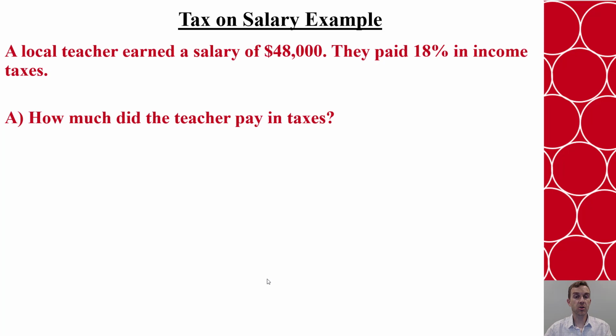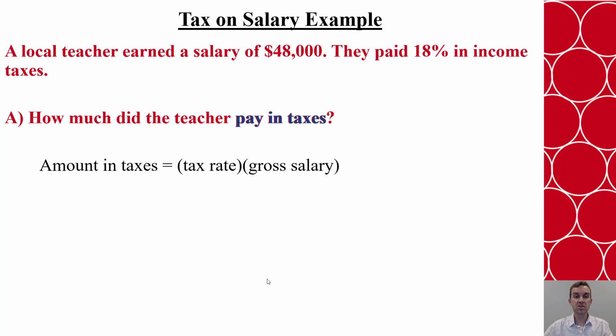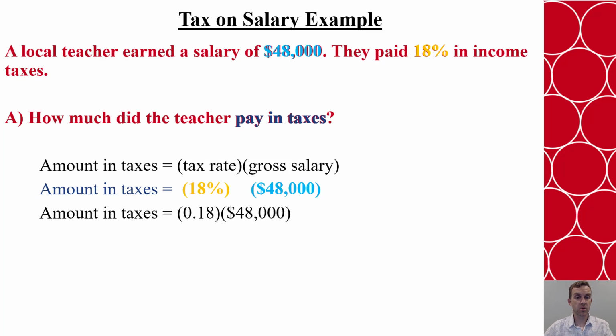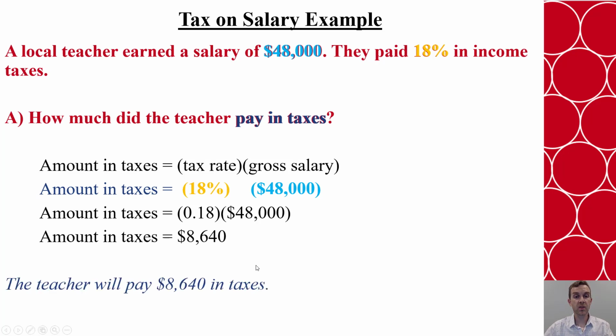Say a local teacher earned a salary of $48,000, and they paid 18% in income taxes. Maybe the first thing we want to know is how much they paid in income taxes. If we take that tax rate and multiply it by the gross salary, we can get that amount in taxes. So we're going to calculate the taxes by saying 18% times the $48,000, which again is 18/100 times 48,000, which is $8,640 in taxes.